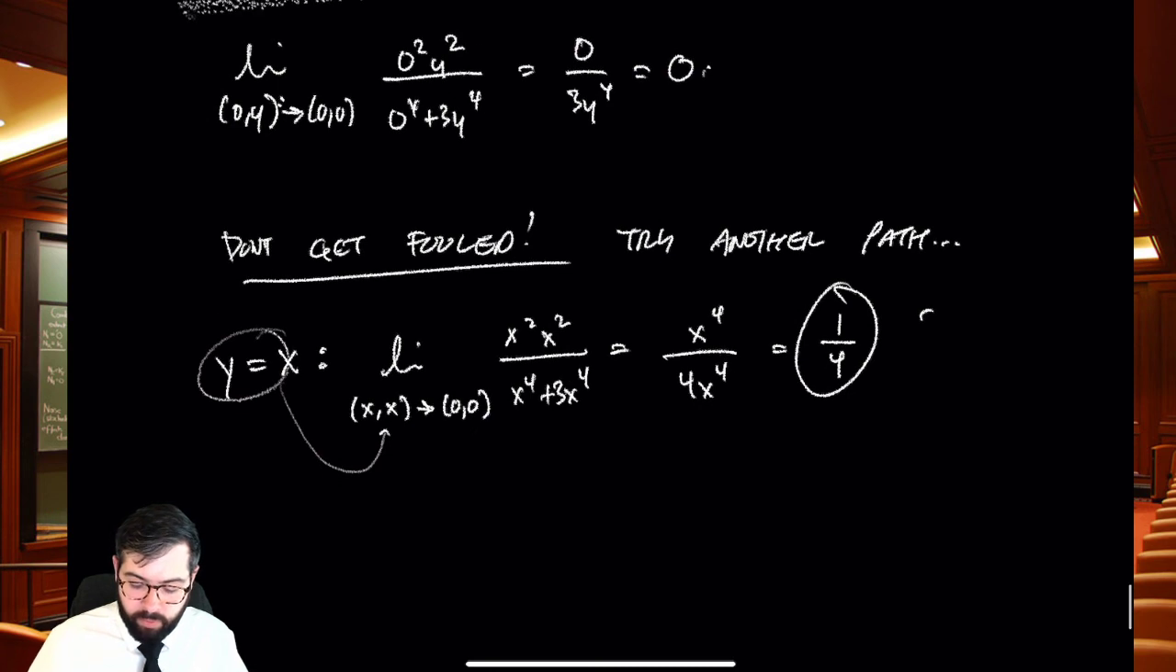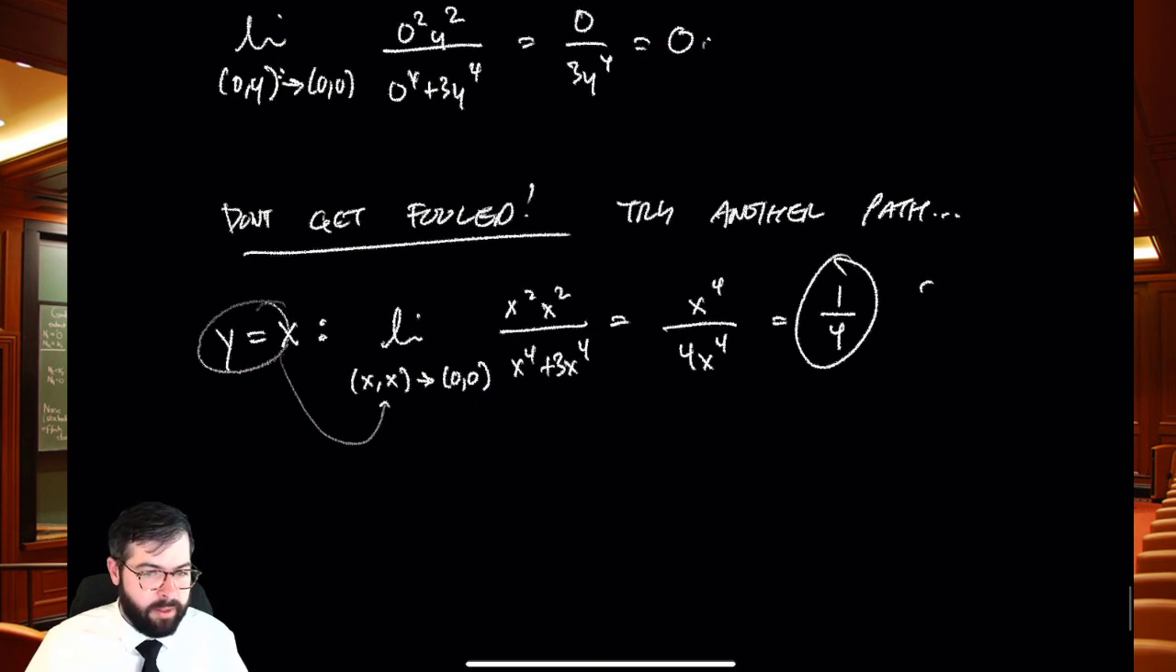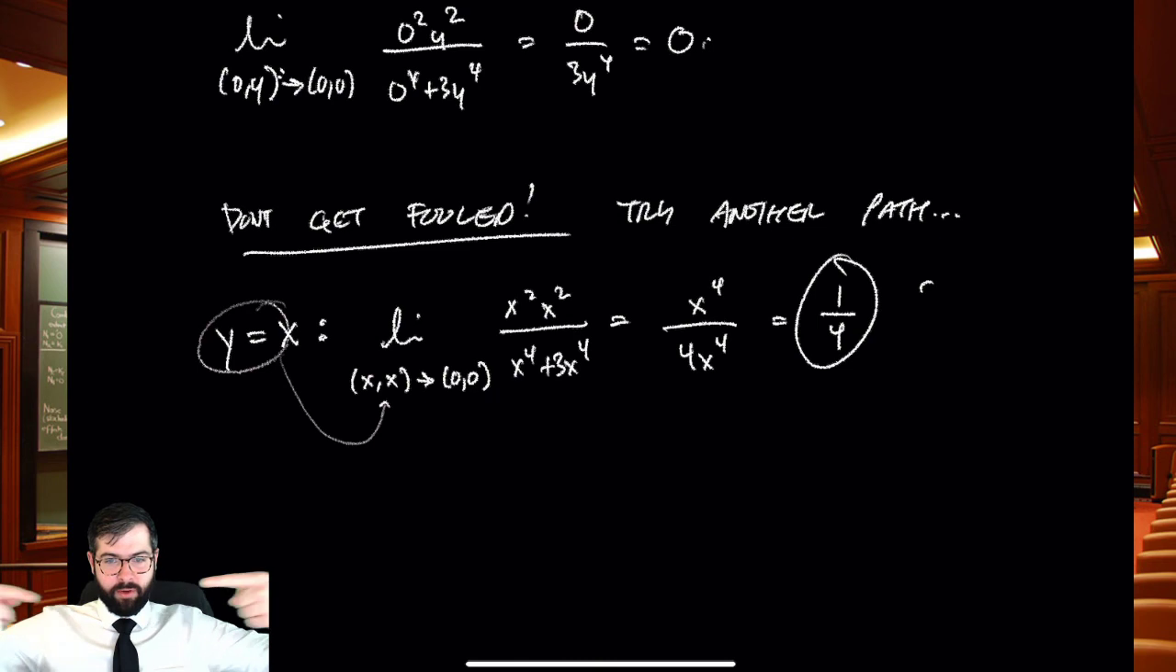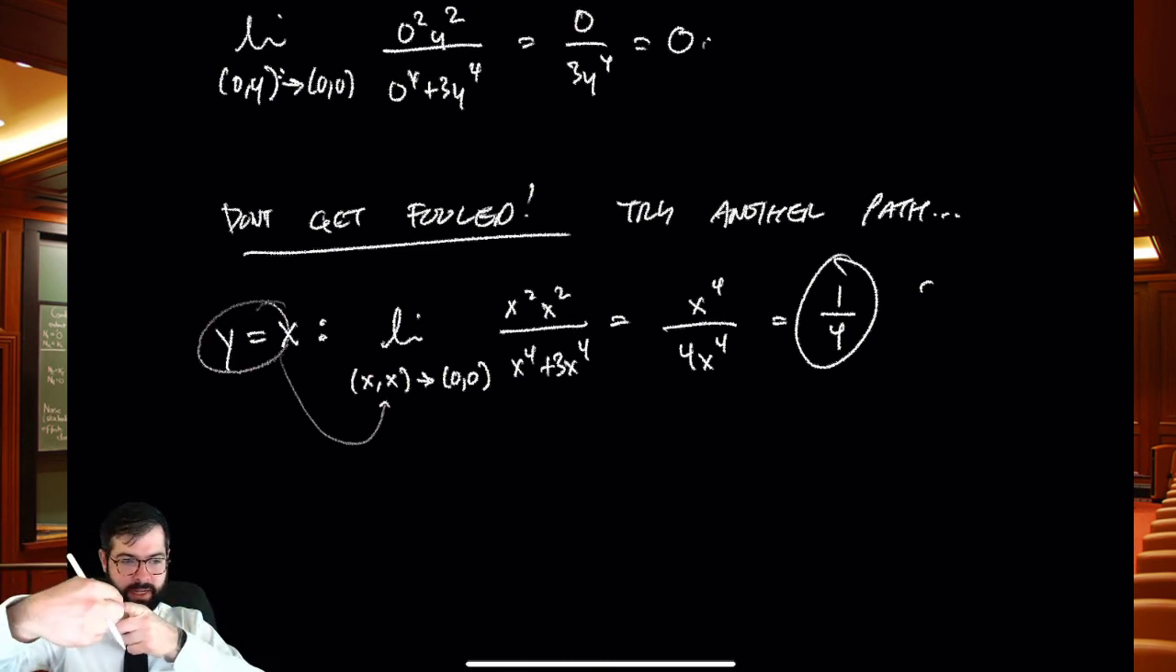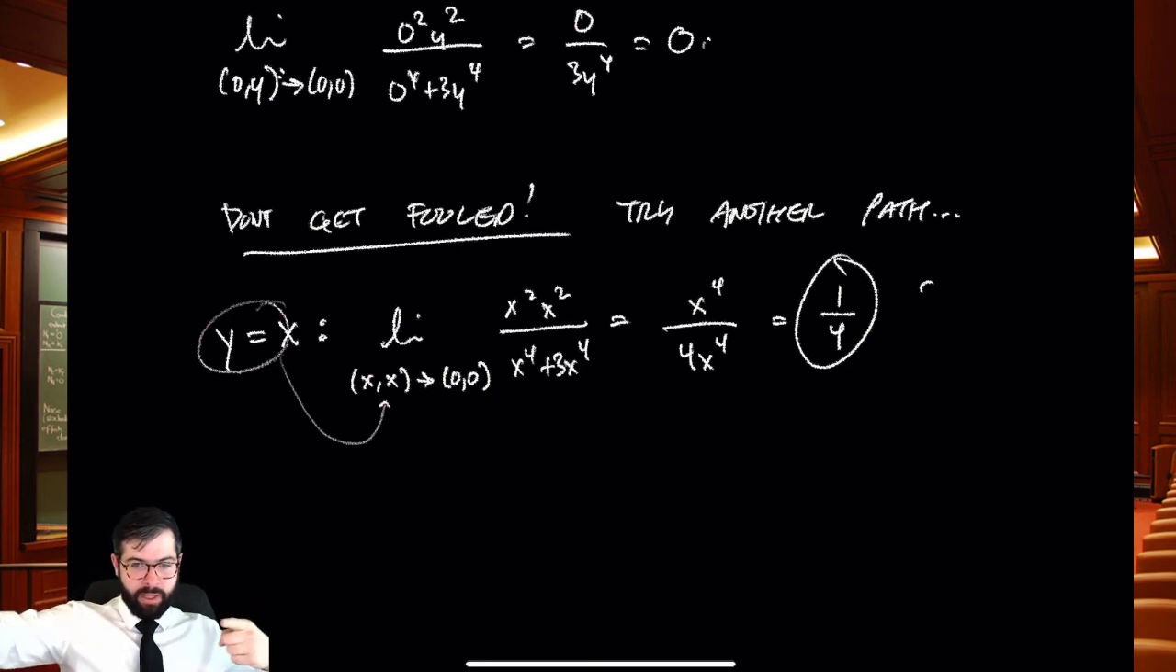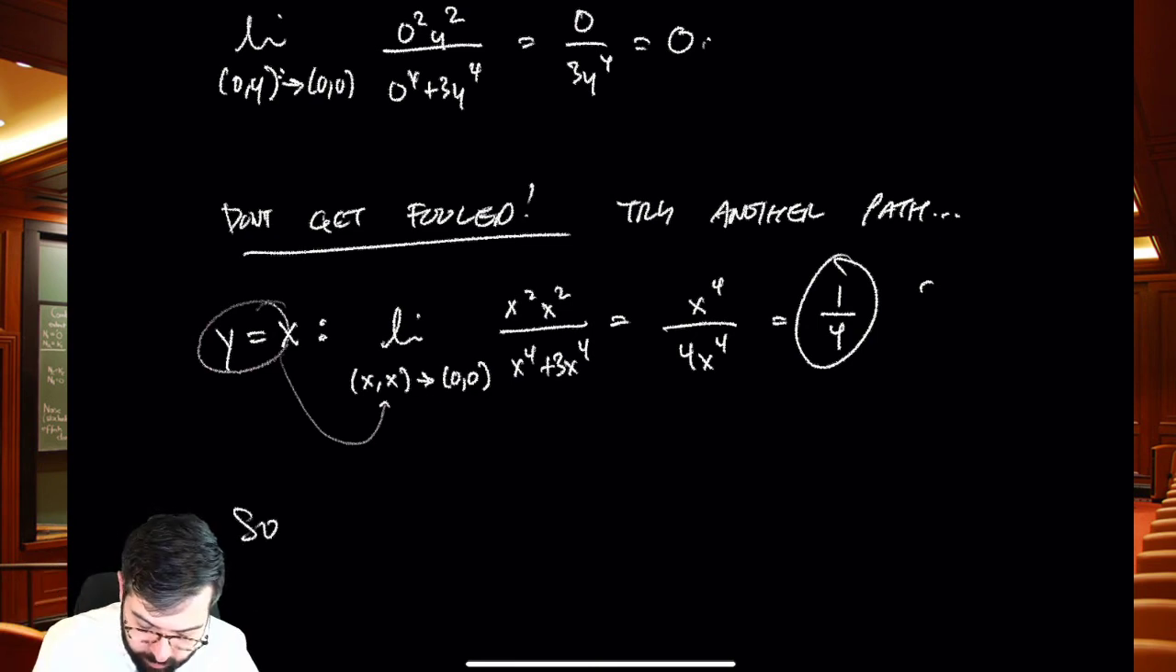So what does that mean? That means that, well, if we come in on the coordinate axes, it looks like it's pointing at 0, that the height is heading towards 0. But if we came in on the line y equals x, it's actually a little bit higher than that. So does the limit exist? No.